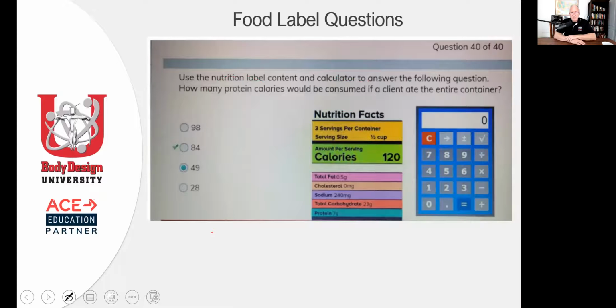This was his last question. How many protein calories would be consumed if a client ate the entire container? Okay, well, can you figure this out?